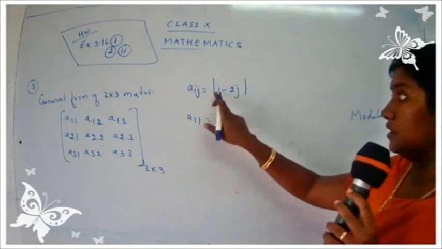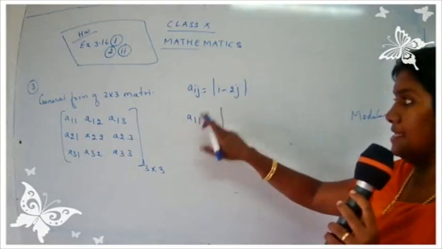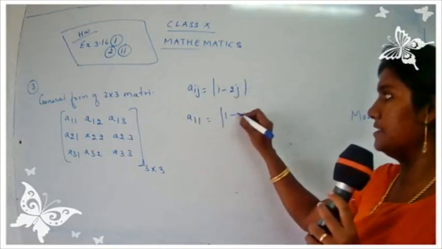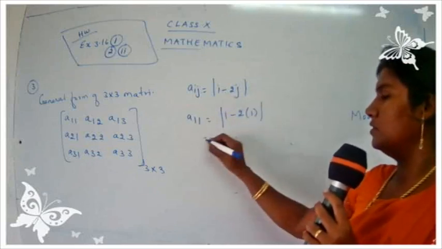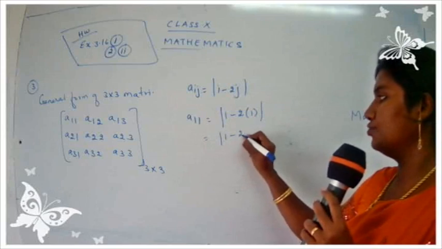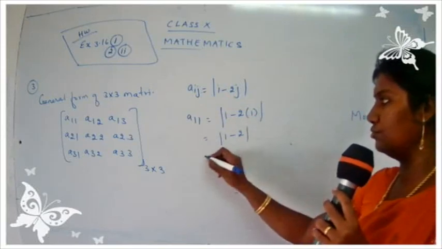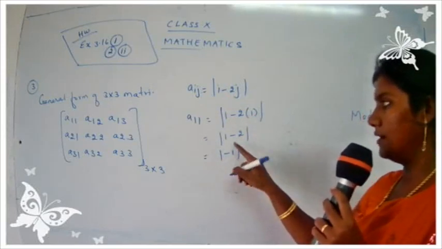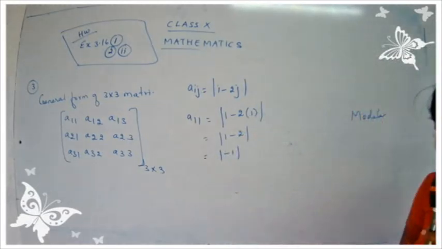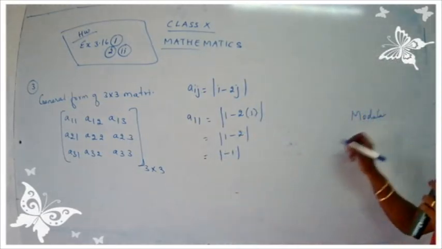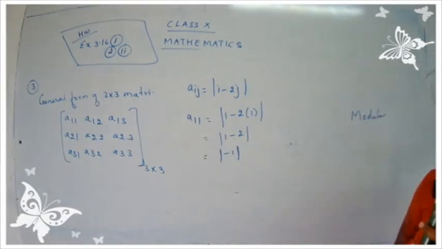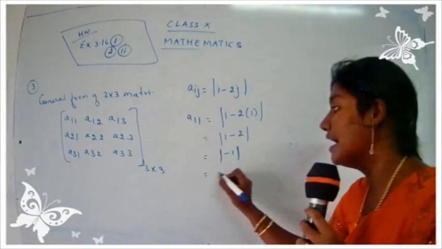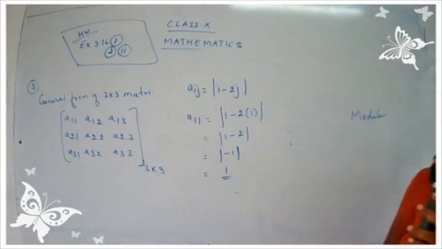Let us solve this. So this is 1. i is 1 minus 2. What is j value? 1. So 1 minus 2. 2 ones are 2. You get minus 1. What is the value for 1 minus 2? Minus 1. And the meaning of modulus, and this is the sign called as modulus. The modulus means you have to write only the positive value.